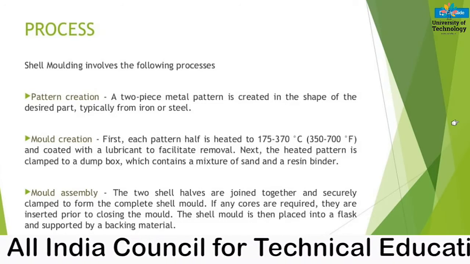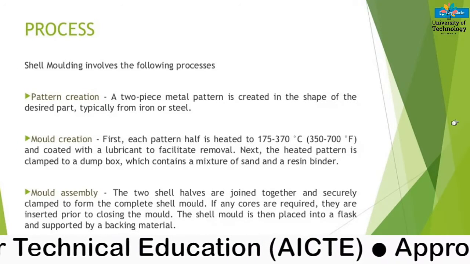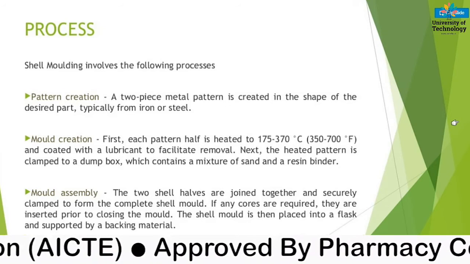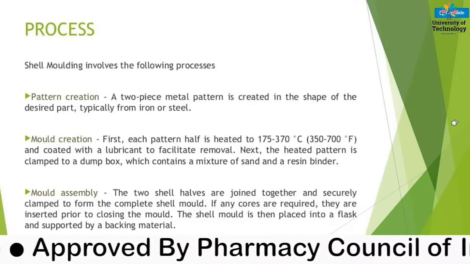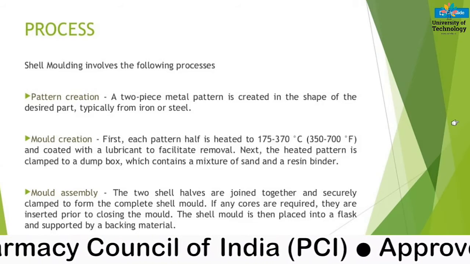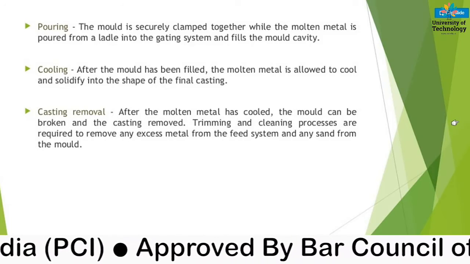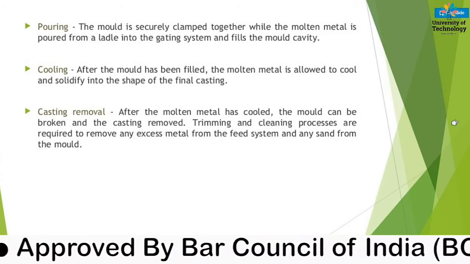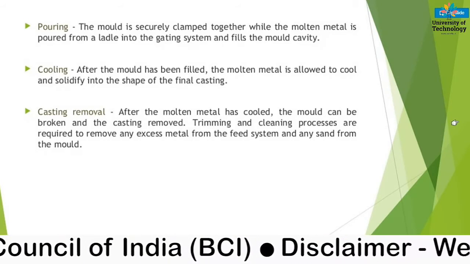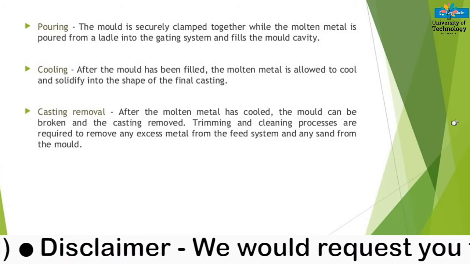If any cores are required, they are inserted prior to closing the mold. The shell mold is then placed in a flask and supported by a backing material. Next step is pouring. The mold is securely clamped together while the molten metal is poured from a ladle into the gating system and fills the mold cavity.